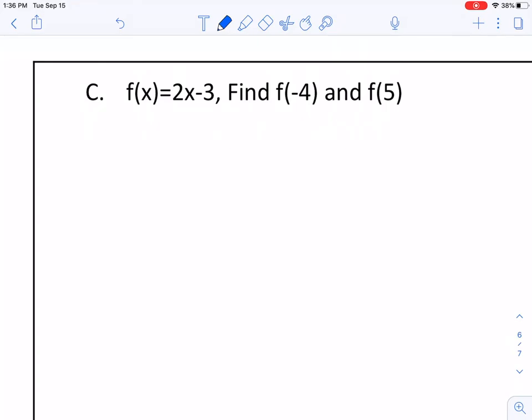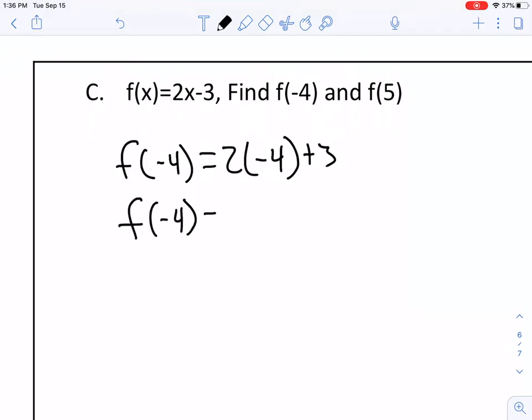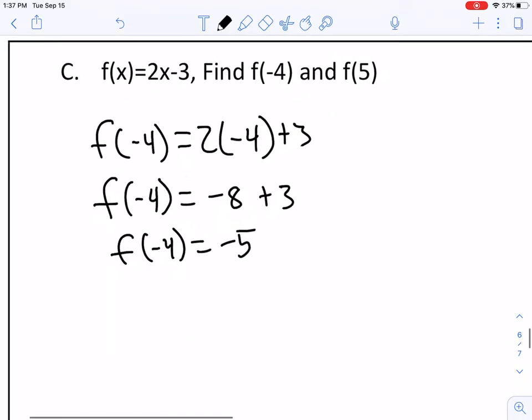What happens? So when we replace with a negative 4, I'm going to say f of negative 4 equals 2 times negative 4 plus 3. So f of negative 4 equals negative 8 plus 3. So f of negative 4 equals negative 5. So when I plug in a negative 4, I get out a negative 5.